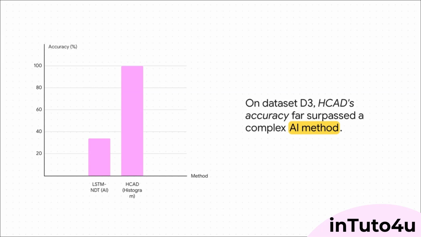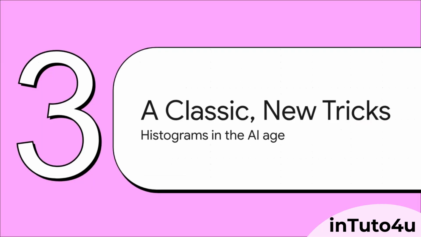It's just a brilliant example of a simpler, smarter tool absolutely crushing the competition. This success, though, it brings up a huge question. We're in the age of AI, right? Deep learning is everywhere. So does an old-school tool like the histogram even have a place anymore? Well, the answer is pretty fascinating.